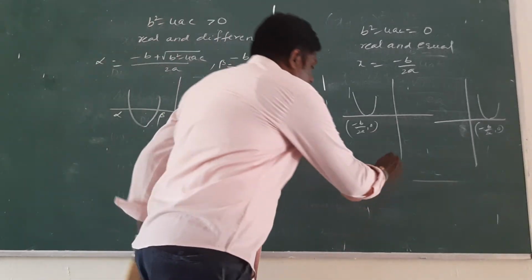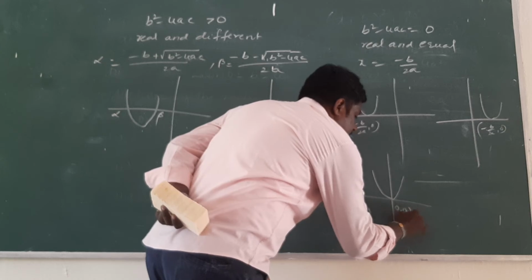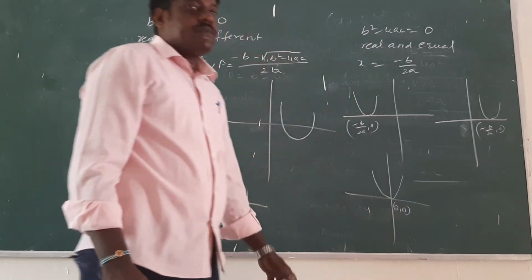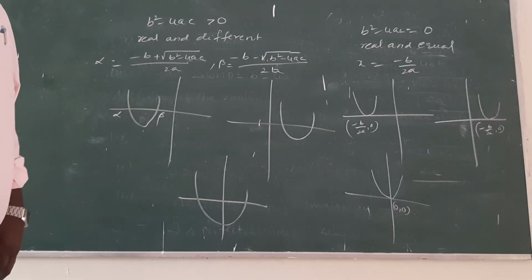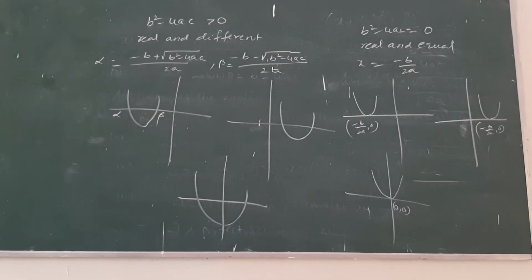Otherwise, it will come like this. This is 0 comma 0. Here, the graph touches at 0 comma 0. This is the shape of the graph when the discriminant value is 0.